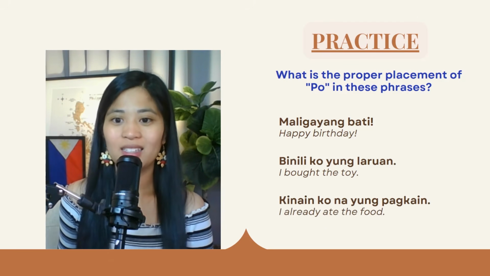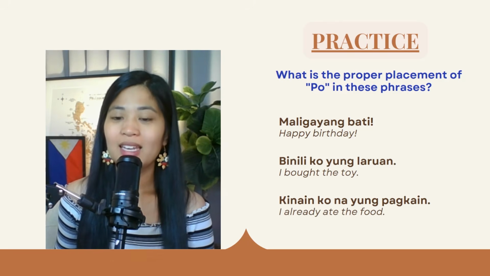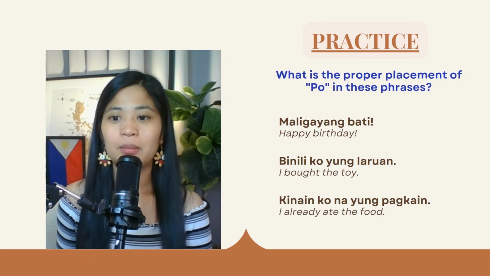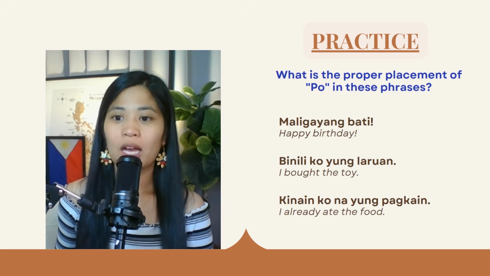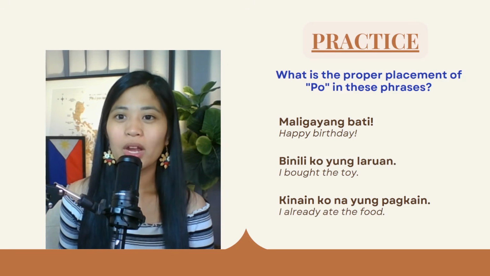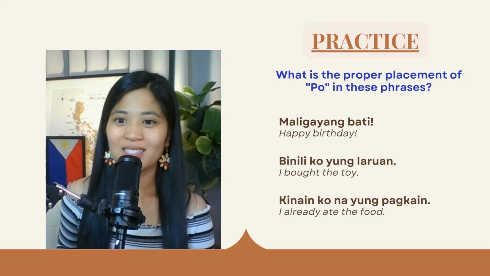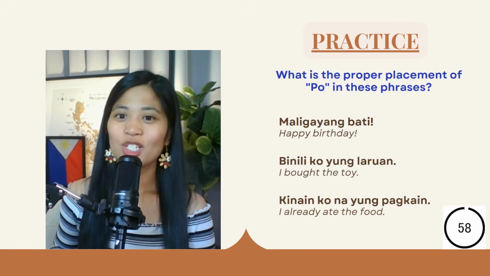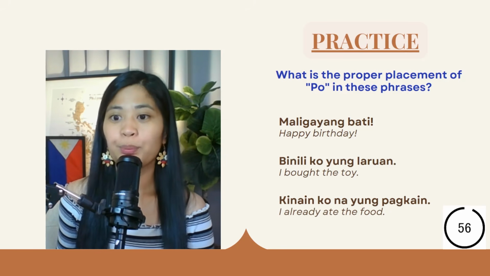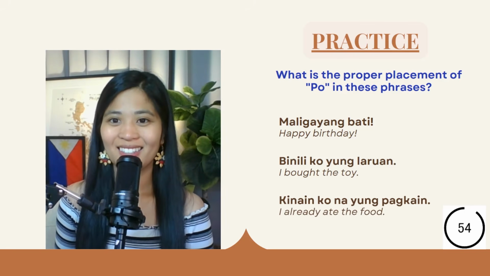And lastly, kinain ko na yung pagkain. Kinain means ate. Ko means I. Na means already. Yung means the. Pagkain means food. I already ate the food. Kinain ko na yung pagkain. Where would po go in this phrase? Take a minute and try to think of where you would put po in these phrases.